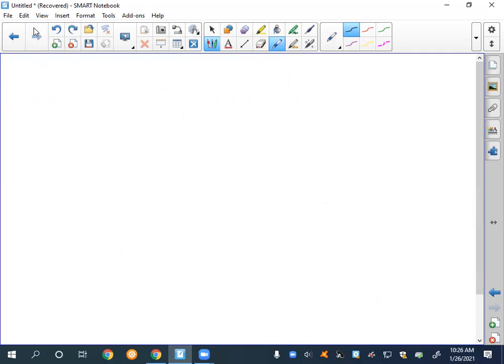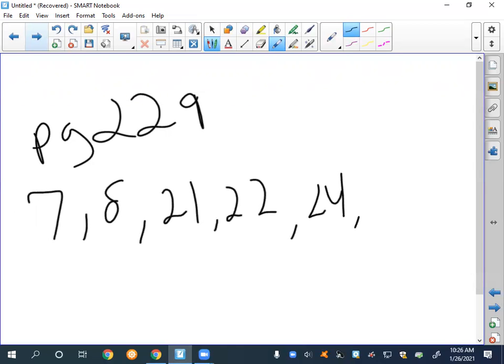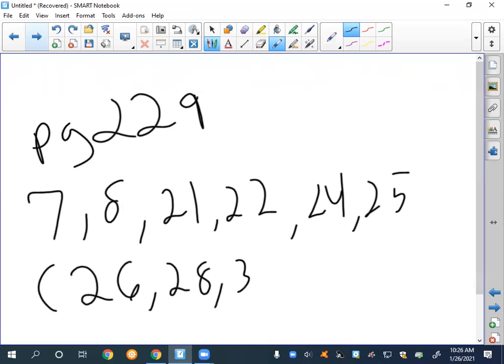So problem number 1, or first of all, the page number is 229. Page 229. 7, 8, 21, 22, 24, 25, 26, 28, 31.